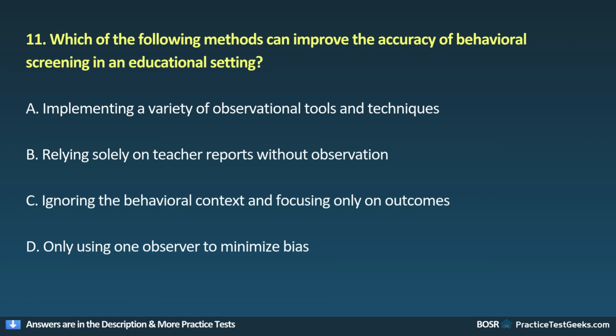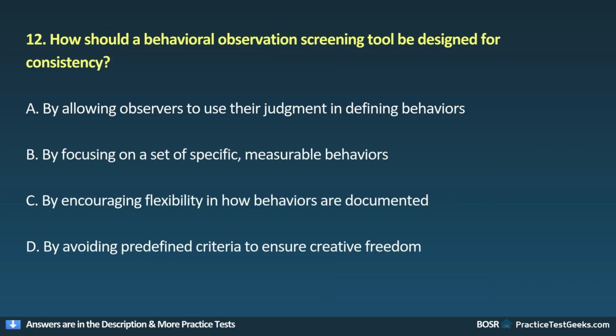11. Which of the following methods can improve the accuracy of behavioral screening in an educational setting? A. Implementing a variety of observational tools and techniques. B. Relying solely on teacher reports without observation. C. Ignoring the behavioral context and focusing only on outcomes. D. Only using one observer to minimize bias.